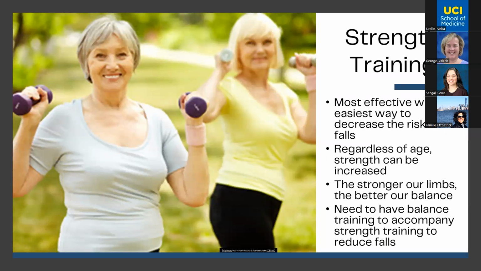So this slide can represent an older adult that is still active, but may have an accidental fall. Strength training is the most effective and easiest way to decrease the risk for falls. Regardless of age, strength can be increased. You can still show changes with muscle mass, even if you're in your 90s. The stronger our limbs are, the better balance we have, but you also need to make sure you have balance training to accompany the strength training to reduce falls.